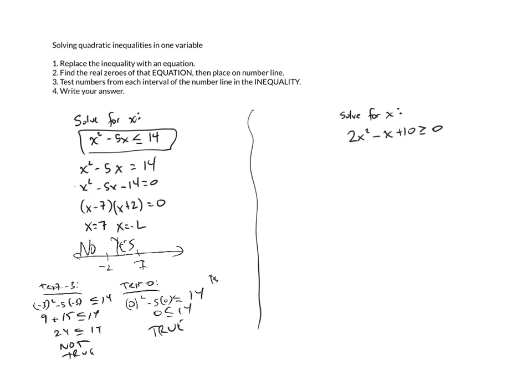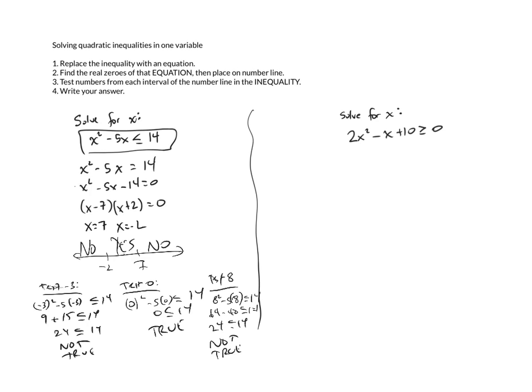And then I'm going to test a number that's bigger than 7. So let's try 8. 8 squared minus 5 times 8 less than or equal to 14. So that'd be 64 minus 40 less than or equal to 14. 24 less than or equal to 14, definitely not true. So this doesn't work. So now we know the numbers that work, and that's those numbers between negative 2 and 7.